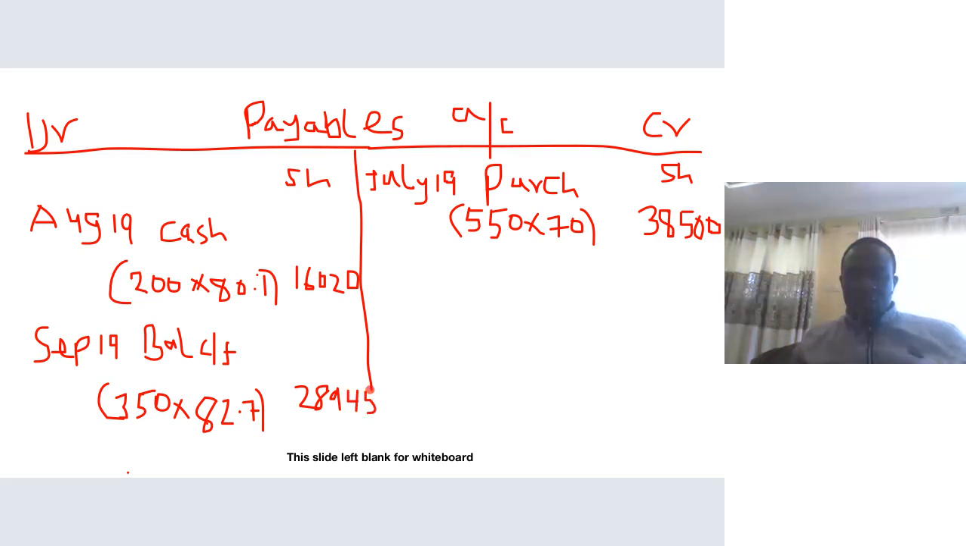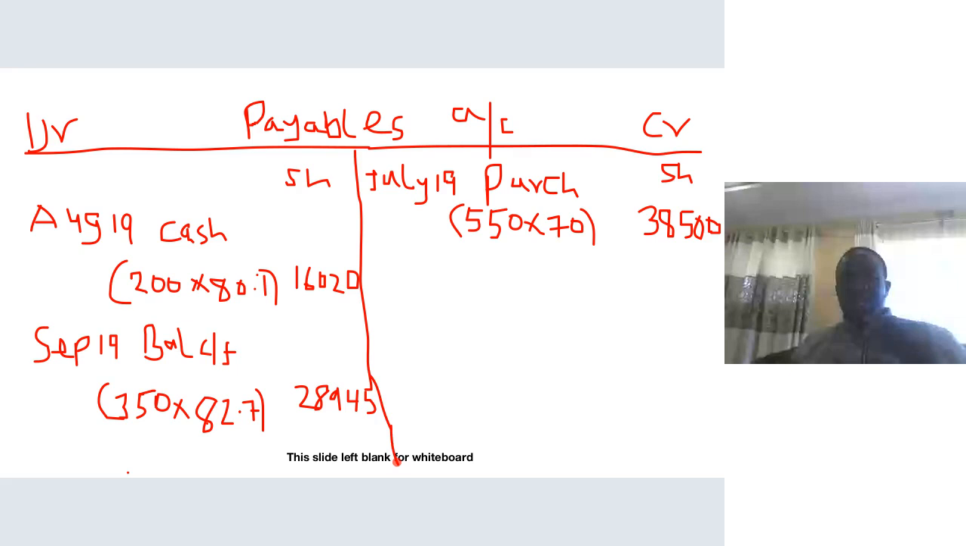$28,945. That is the answer. So remember, we are also supposed to balance this account just like the other normal accounts. So what we will do, we will add the debit sides, the total, and we compare it with the credit side. So can you add the two and give me the balance?